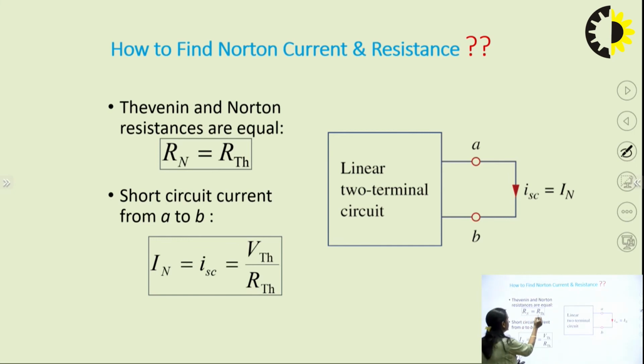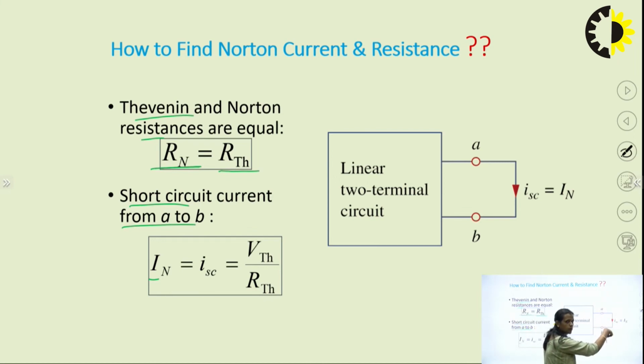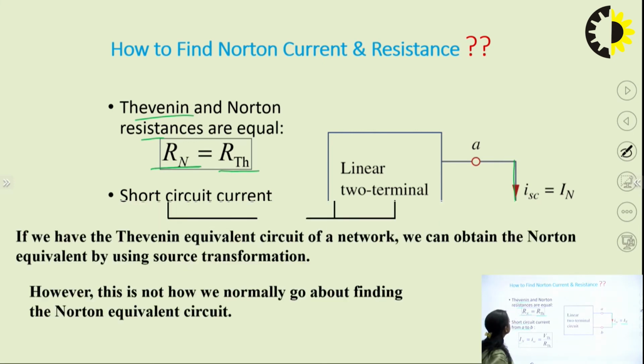To find the value of Rn, the Norton resistance, the procedure is the same as we followed to find the Thevenin resistance, right? There is no difference. Only here we are finding the resistance for Norton's theorem. So the Thevenin and Norton resistances are equal. Now, how to find IN? This is the short circuit current from terminal A to B. What we will do is remove the load here. Then we will short this path and find the current flowing through this short circuited path. So this ISC is equal to the Norton current, right? ISC or Norton current, both are the same thing.